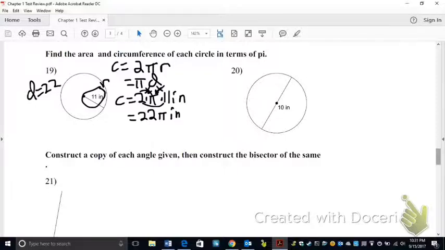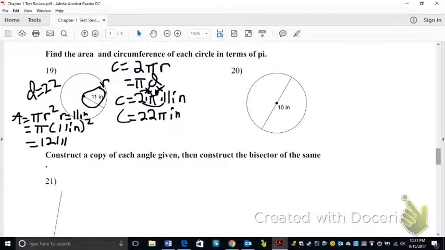Even though you could sit there and put in 3.14, and I think you get 69.08, 69.08 is probably a very close answer, but 22 pi is exactly the right answer, and that's what we're going to use. So the area is pi r squared. So r, again, equals 11 inches. So we're going to go pi times 11 inches squared, or the area of the circle is 121 pi inches squared.